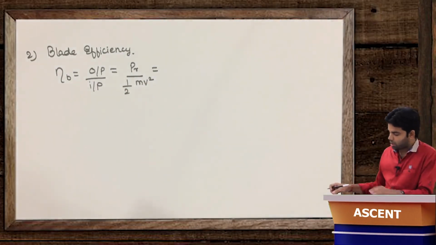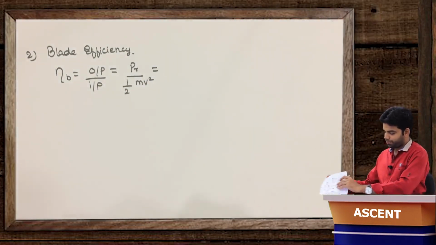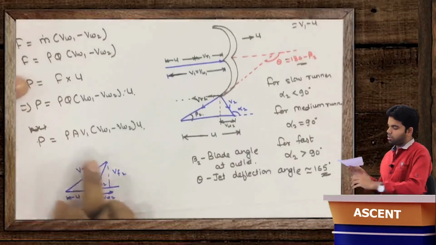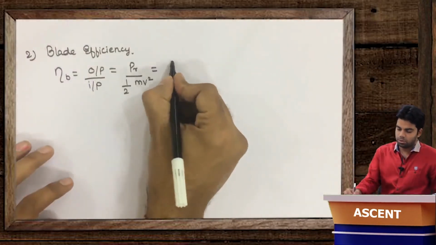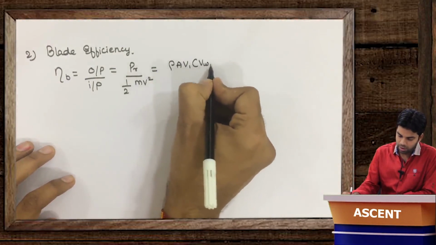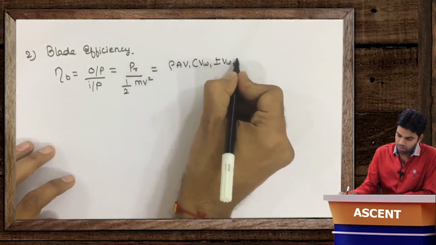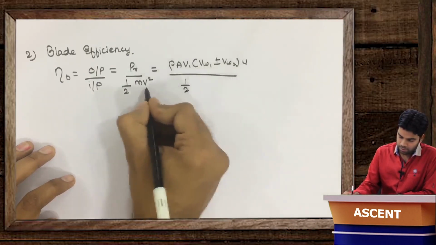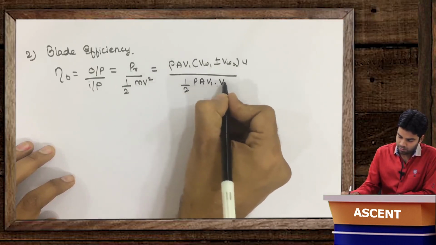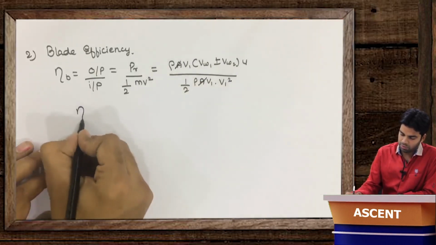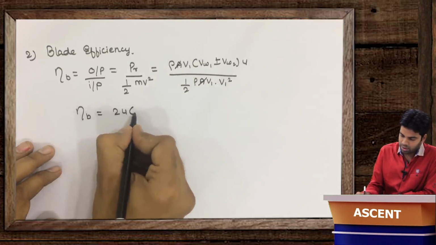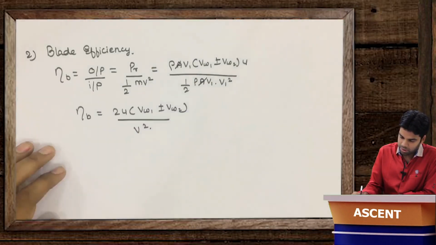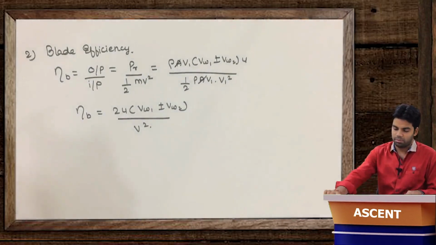Now what is the runner power? The runner power, again, we have determined. So this was our runner power. This will be equal to rho a v1 into (vw1 plus or minus vw2) into u, divided by half m, which can be written as rho a v1 into v1 square. So this rho a v1 will get cancelled out, and we get the blade efficiency as 2u (vw1 plus or minus vw2) divided by v1 square. So this is the blade efficiency, the second type of efficiency.